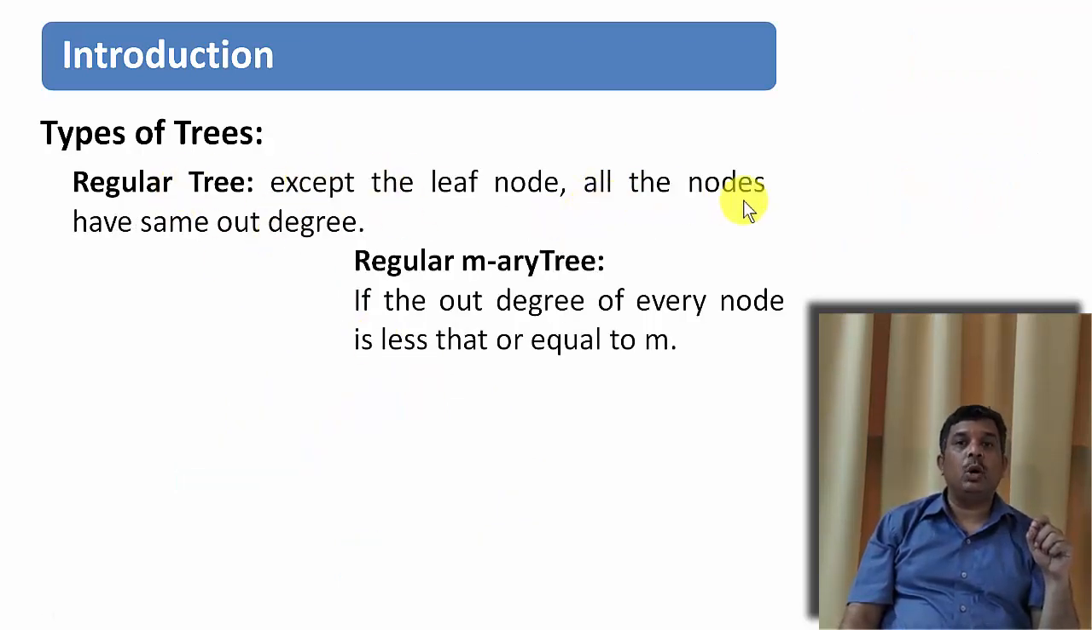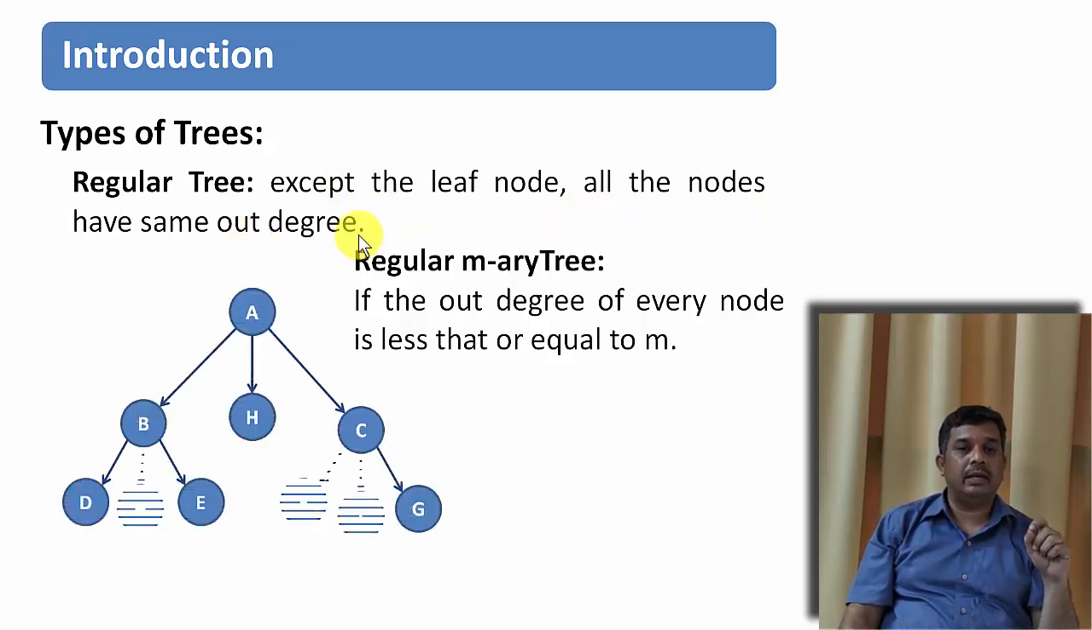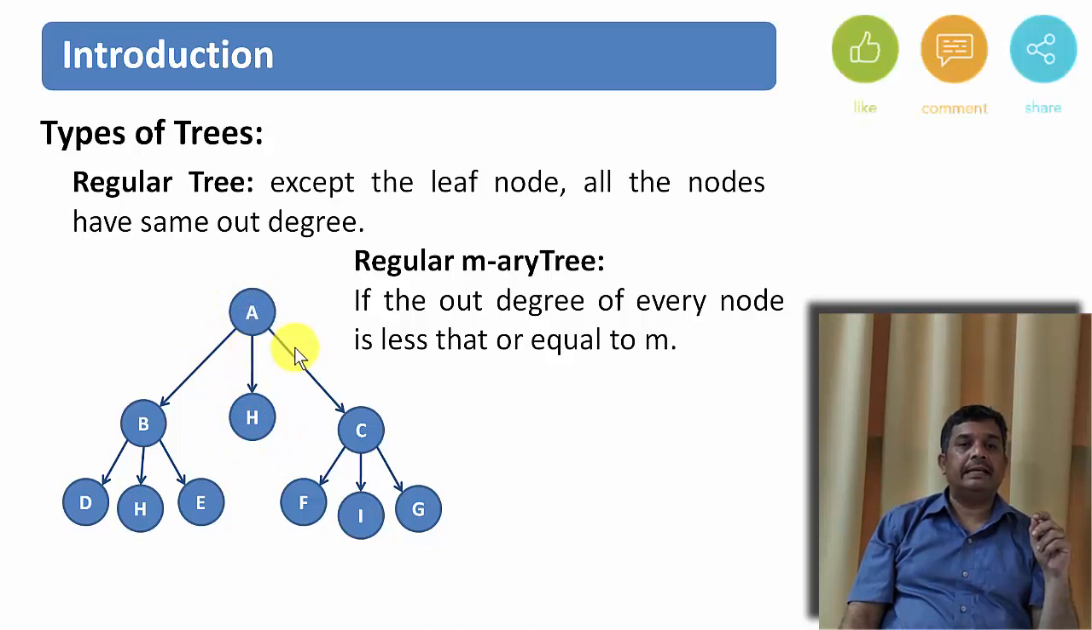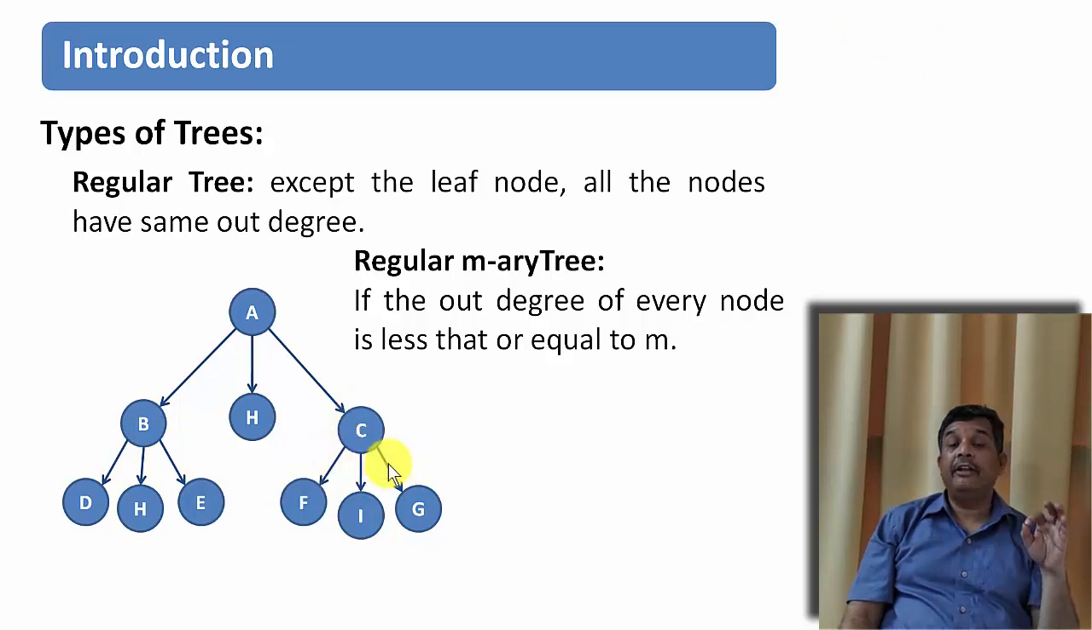Except the leaf nodes, all the nodes have the same out degree. Look at this definition, where the first node has degree 3, the second node B has degree 3, the third node C has degree 3. If there is an out degree, it is supposed to be the same. So such a tree I'll call a regular tree.